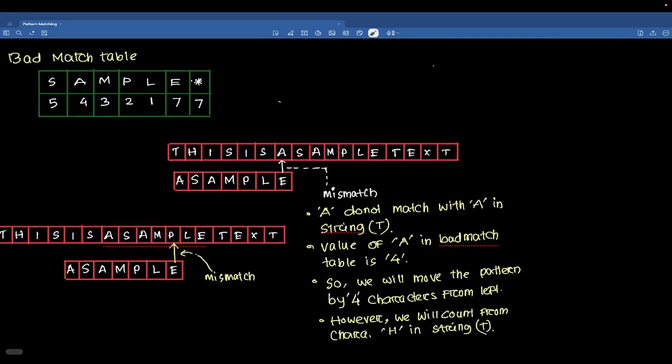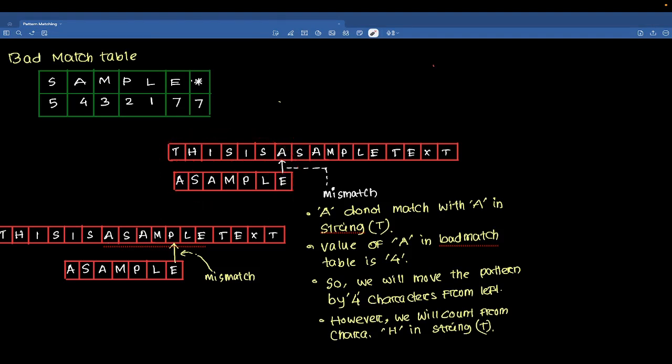Let's see that. So this is the bad match table for the given pattern that we have created. Then this is the string in which we need to find the pattern. We'll put the leftmost character of the pattern in line with the leftmost character of the string, and place the rest of the characters accordingly. A is coming under T, the first character, then the second, third, fourth, fifth, sixth, and seventh. All 7 characters of the pattern are placed under the leftmost 7 characters of the text.